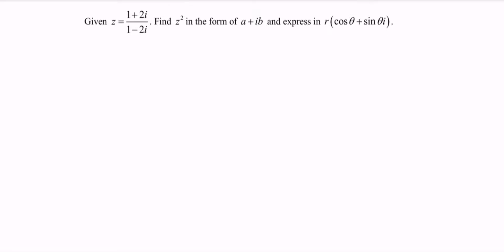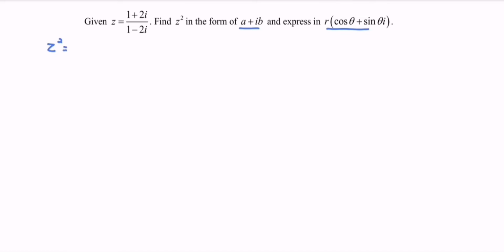So kindly refer to the question. Given we have z with a complex number, first up, find z squared, in the form of a plus bi, which we can consider as Cartesian form, and also express it in polar form. So let's begin. We have z squared.